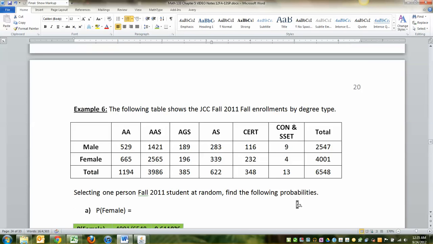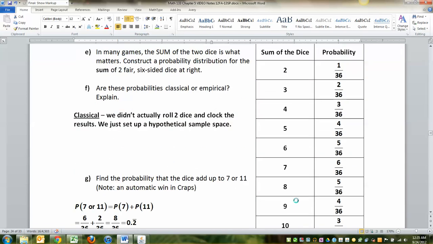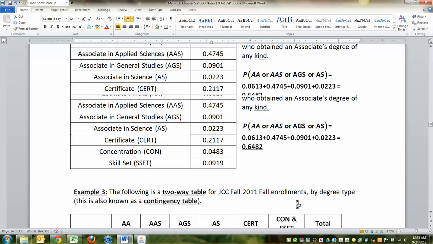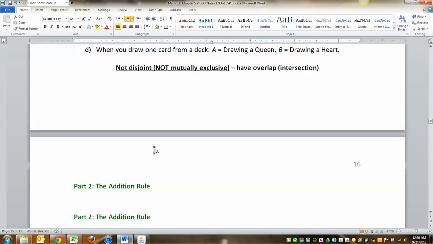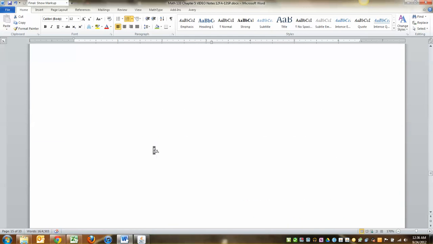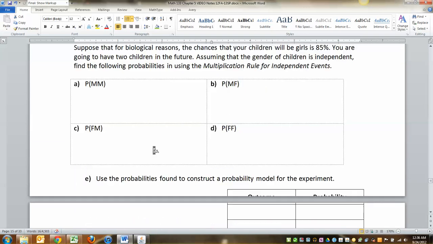Disjoint was I drew one card, or I pulled one person, I rolled the dice one time. What's the chances it's this or the other? And disjoint means you can't have both at the same time. Okay? In other words, you're doing something once. But in independent, you tend to be doing things twice, 3 times, 4 times, etc.